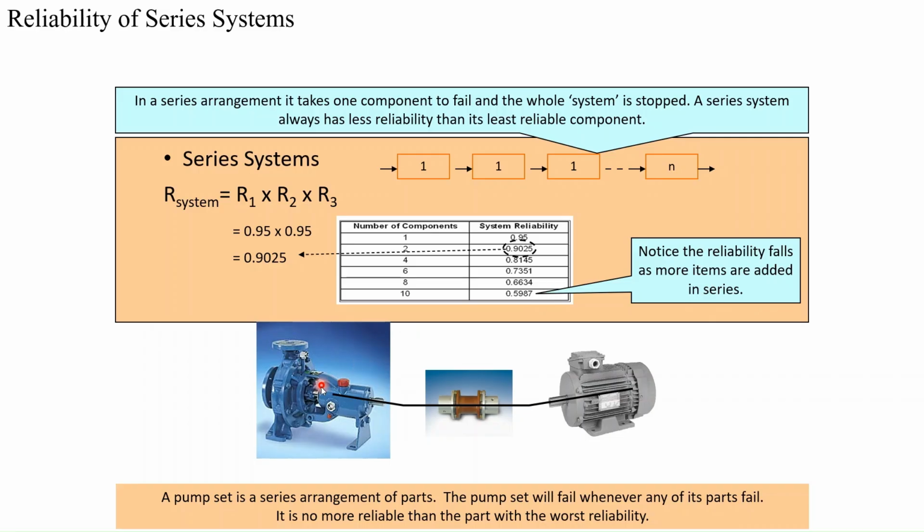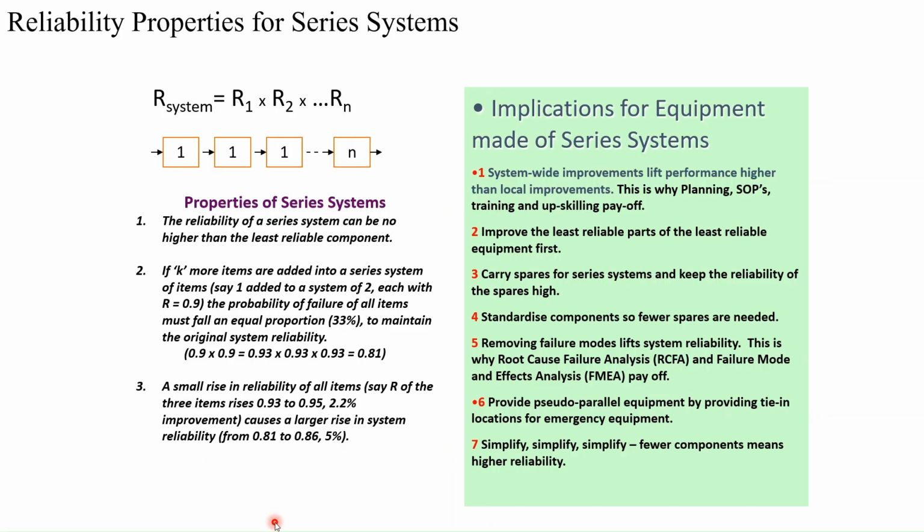Formula for series system reliability: the product of all individual reliabilities. As the number of components increases, the overall reliability of the system is likely to decrease. Properties of series systems: the reliability of a series system can be no higher than the least reliable component.